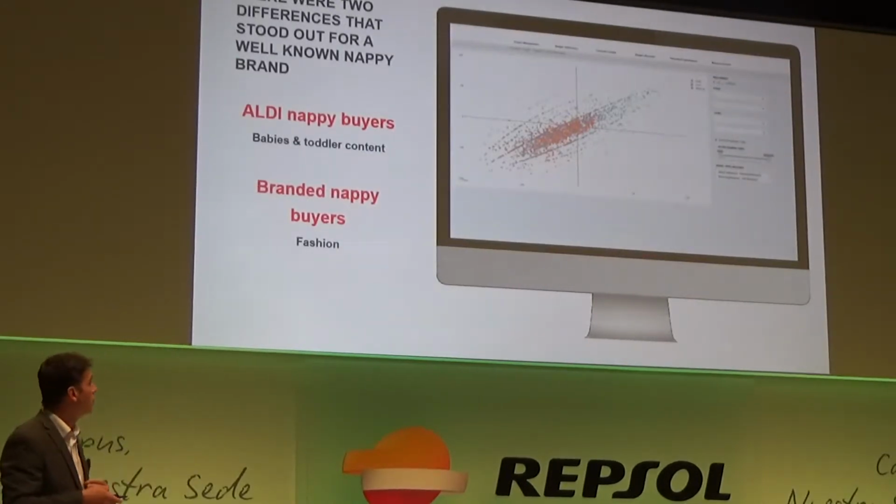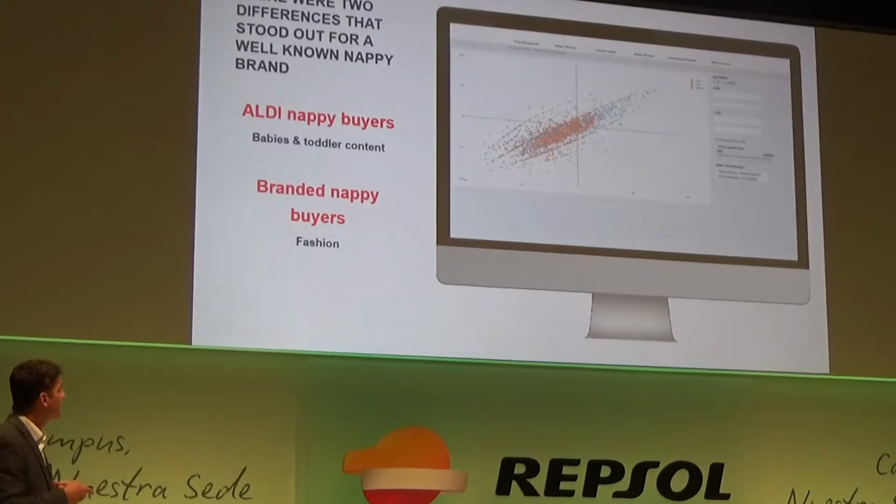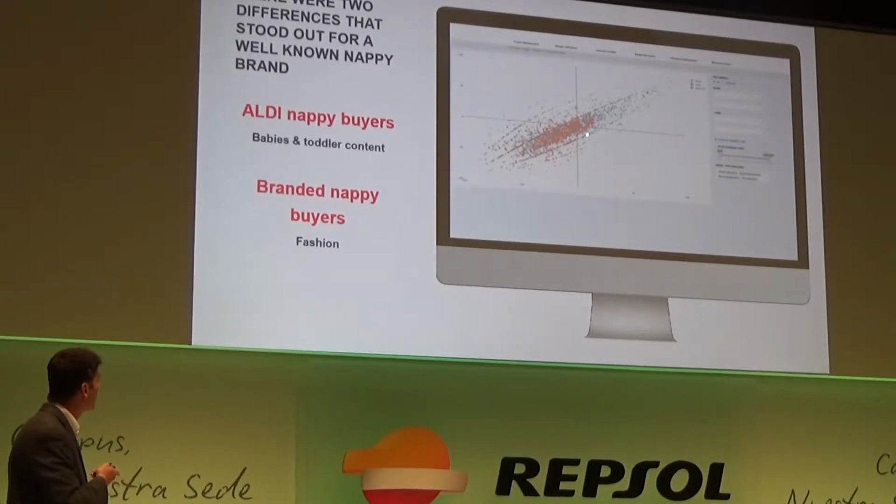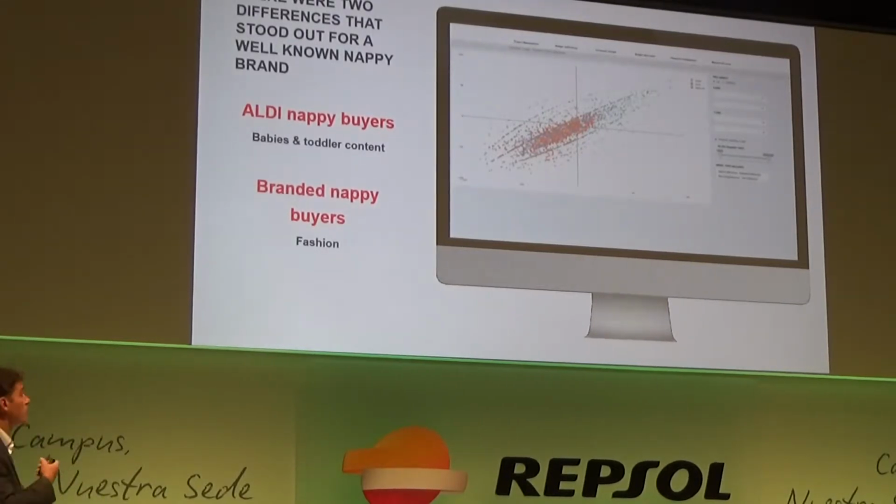And to give you a real-world example, a known large FMCG, we plotted this and we looked at the nappy buyers of their brand, so a branded nappy buyer versus a nappy buyer that bought supermarket own brand. And we were able to pull out, again, the different audiences that were relevant to both. And just for the purposes of this slide, I've simplified it, but revealing stuff.